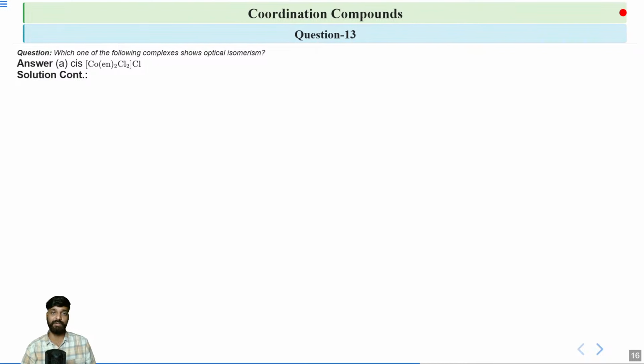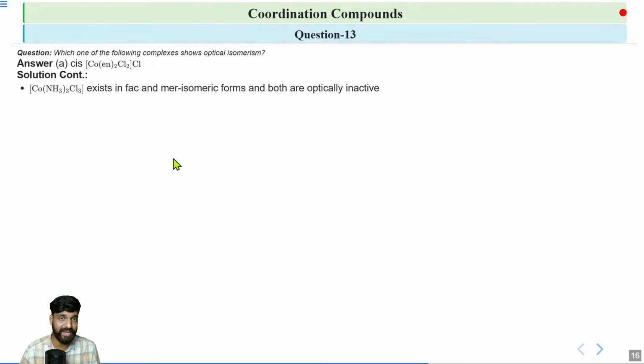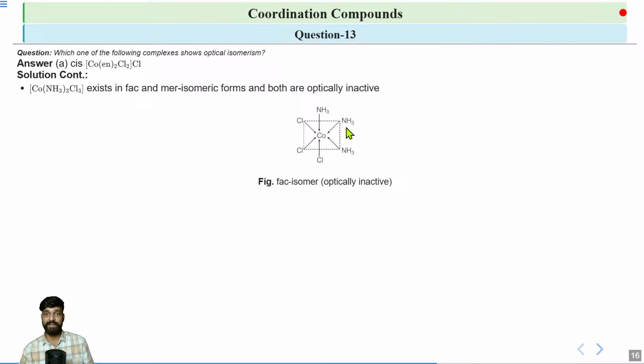And the same can be said about the trans. Lastly, we have this Co(NH3)3Cl3. You can see both the facial and meridional. So this one is also optically inactive because it can be cut down into two halves.